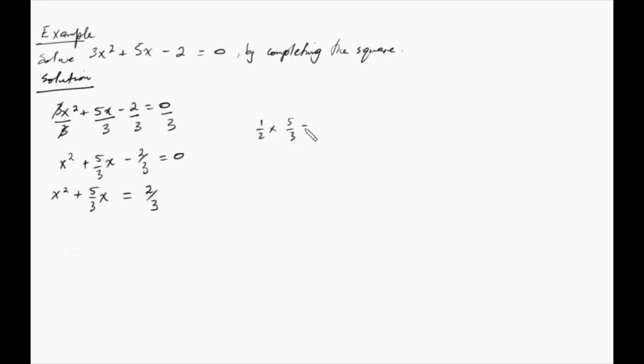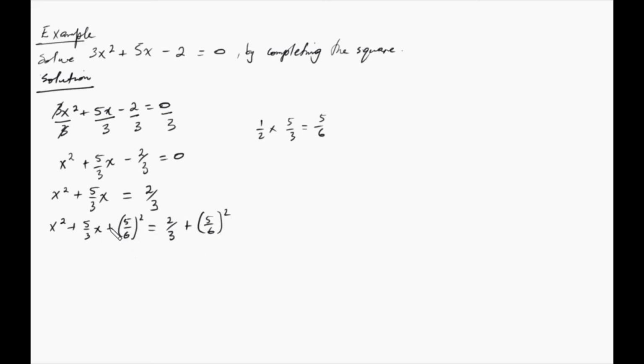What are we going to have? We are going to have 5 over 6. What do we do to this 5 over 6? We are going to square it and add it on both sides. So we are going to have x squared plus 5 over 3x plus the square of 5 over 6 is equal to, we have this on this side already, plus the square of 5 over 6. All right? Now, here we have completed the square.